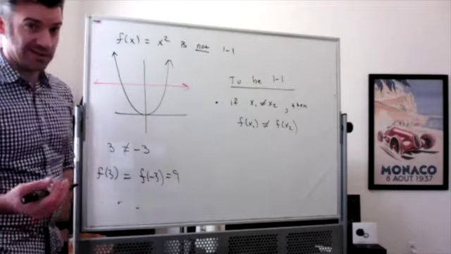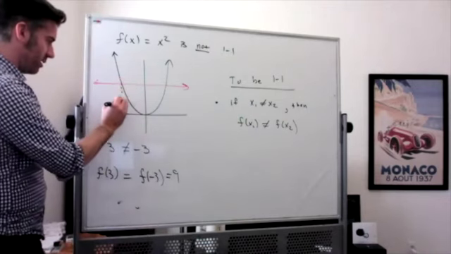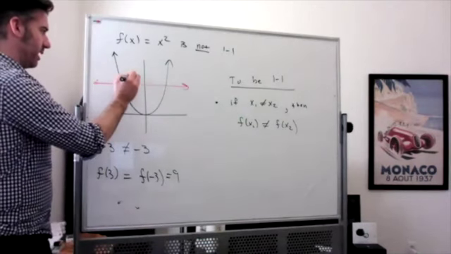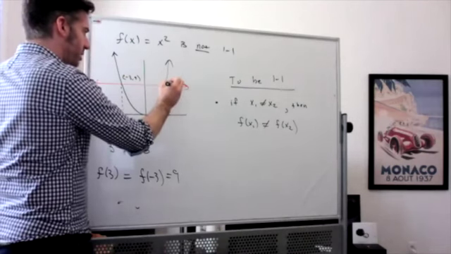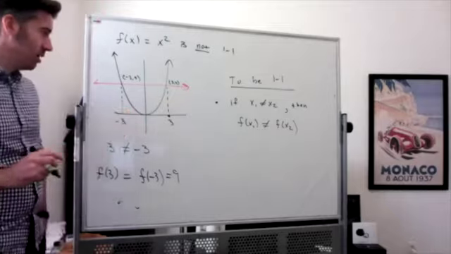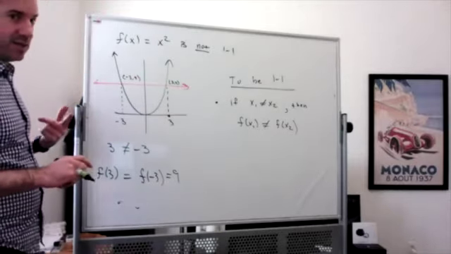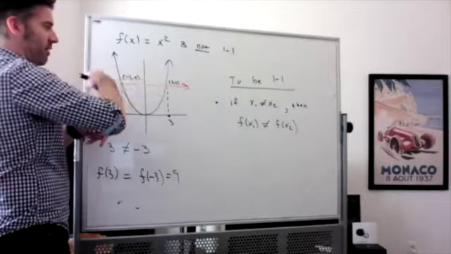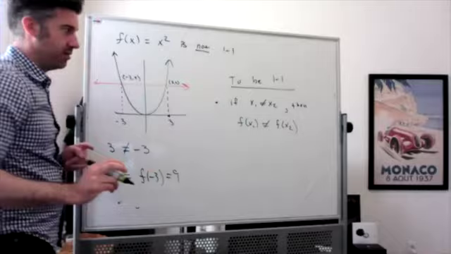And really it's the same as not passing the horizontal line test, because you can think of this point as the point -3, 9, and this point as the point +3, 9. So you can see that if you fail the horizontal line test, it exactly means that there's 2 places that have the same y value that came from different x values, which is failing to be 1-to-1.